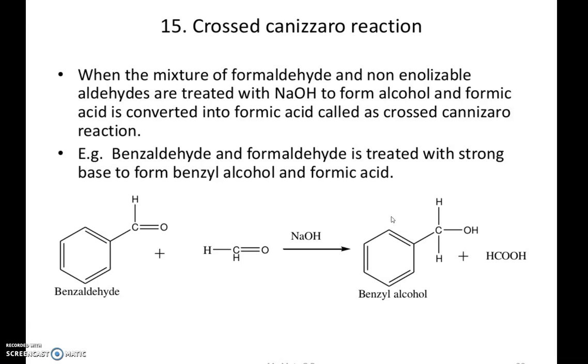There is also a crossed Cannizzaro reaction. Benzaldehyde and formaldehyde are treated together, and we will get benzyl alcohol and formic acid.